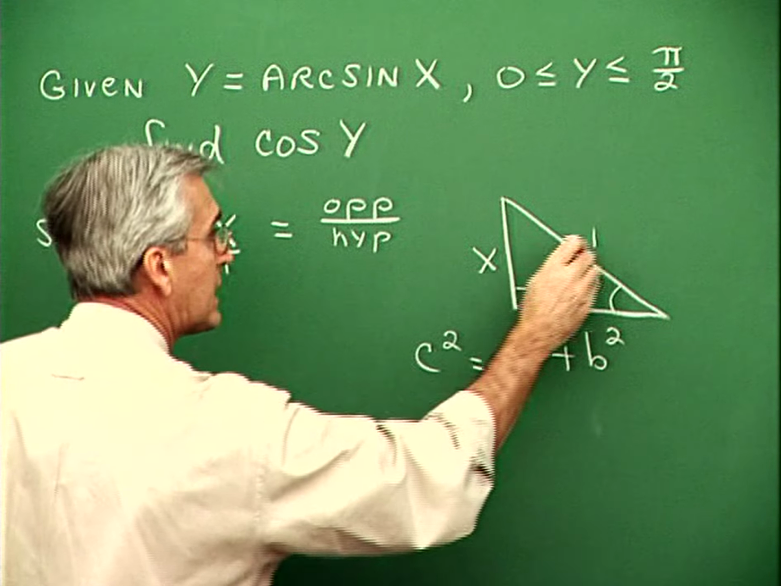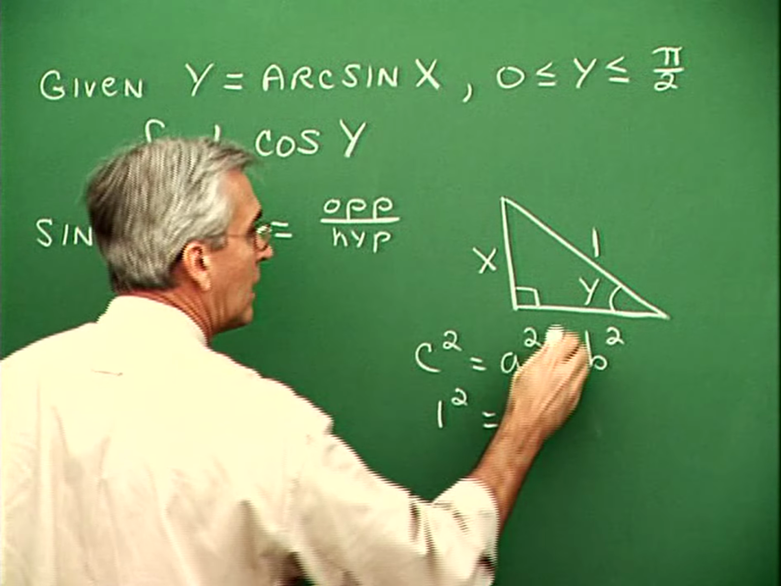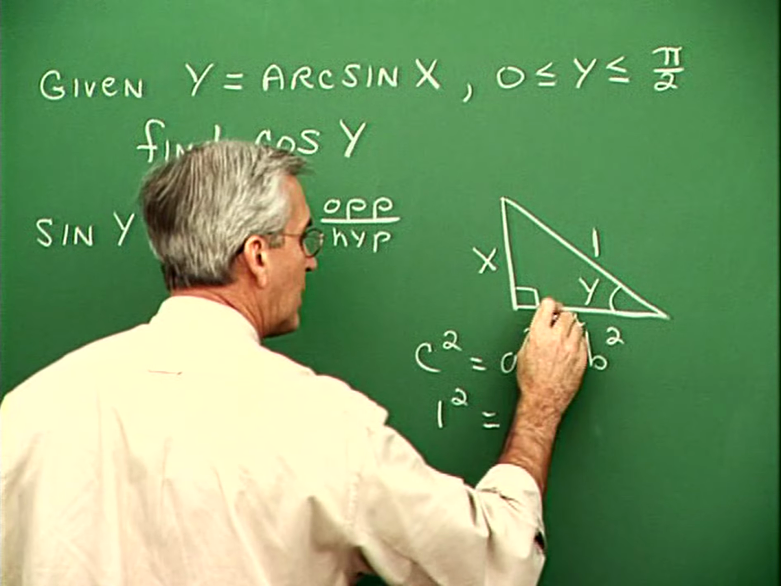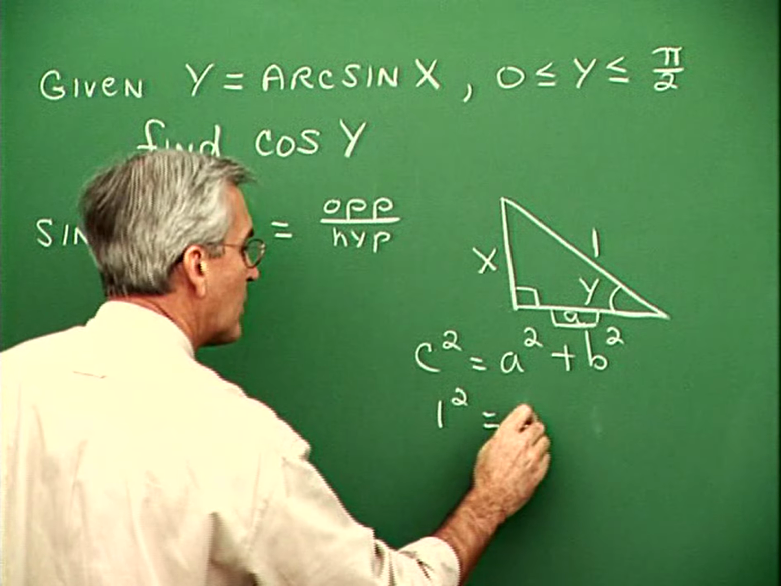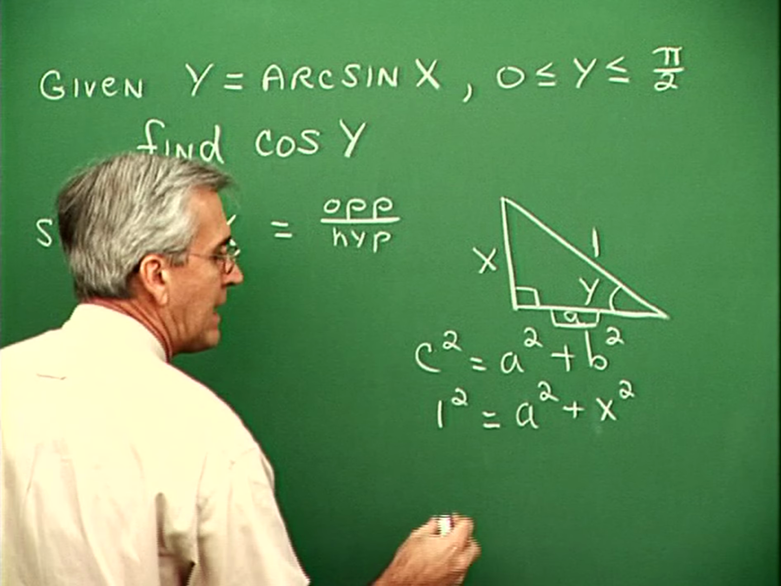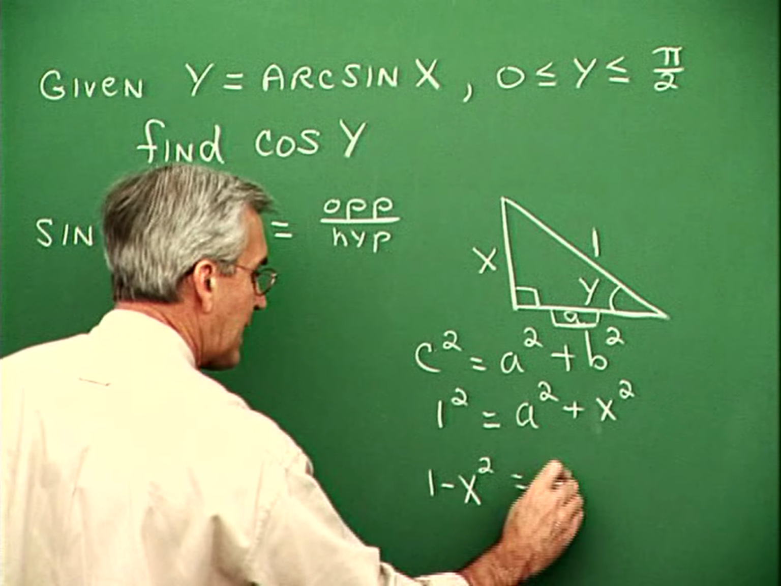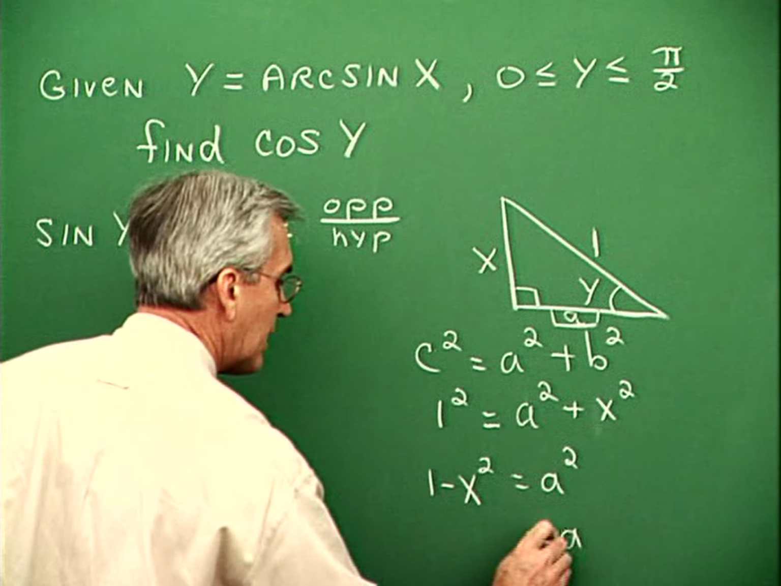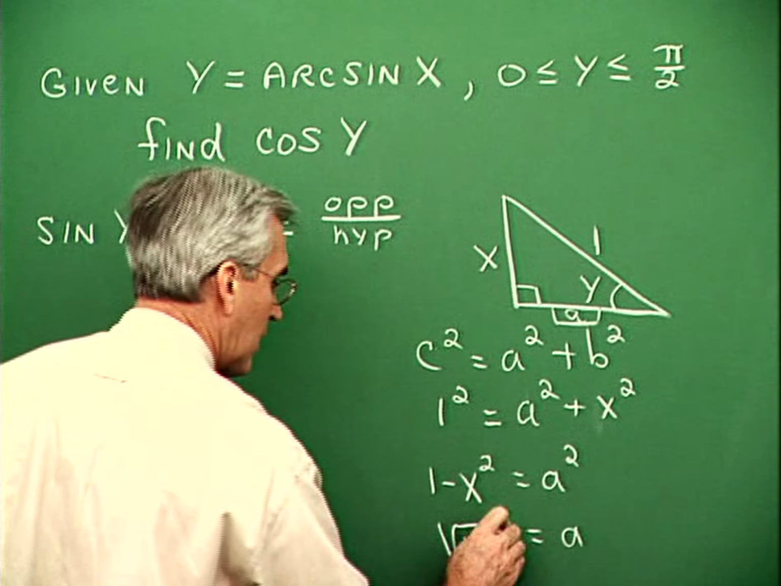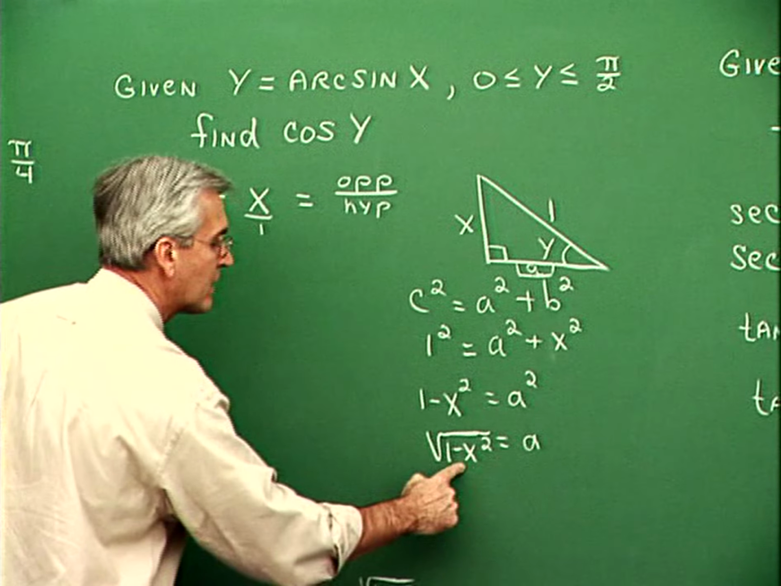So let's see. The hypotenuse is 1, and I'll let this side be the a side. That's the a side right there. So it's a squared plus x squared, and now 1 minus x squared is a squared. So a then is the square root of 1 minus x squared. All right, good. So this side is the square root of 1 minus x squared.